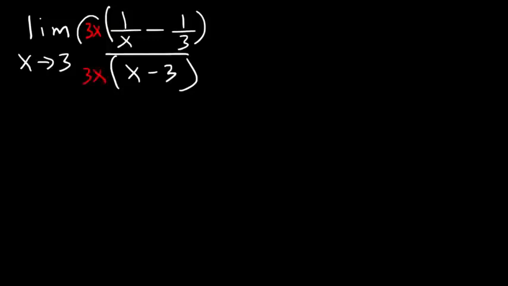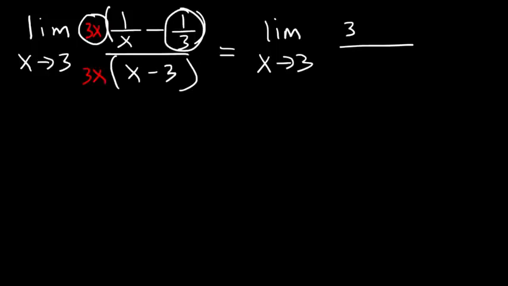So if we multiply 3x by 1 over x, the x variables will cancel. And so what we're going to have left over is simply 3. And if we multiply 3x by 1 over 3, the 3's will cancel, leaving behind x, but there's a negative sign in front of it.